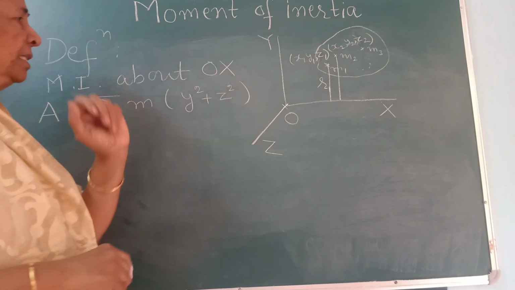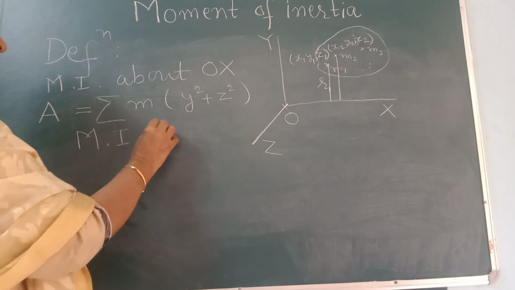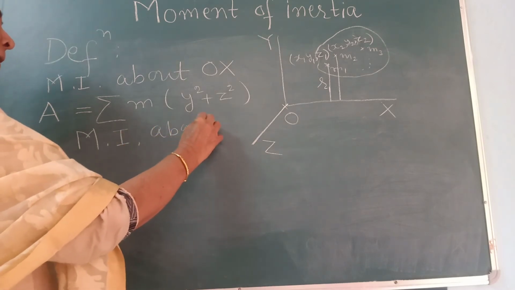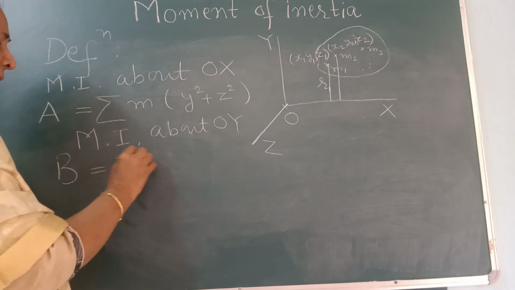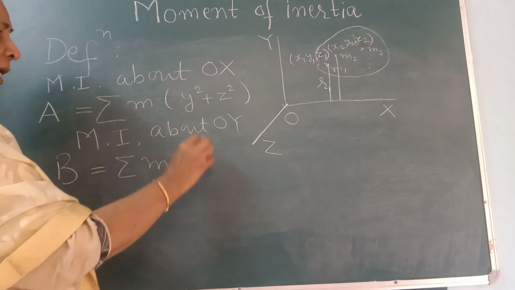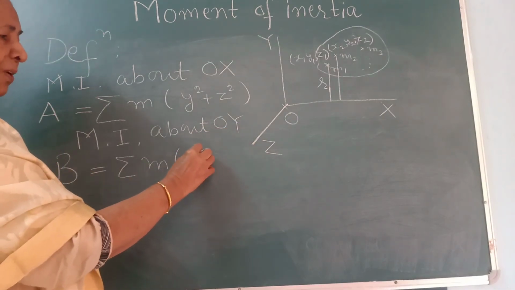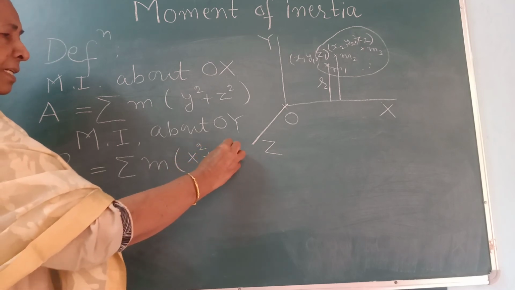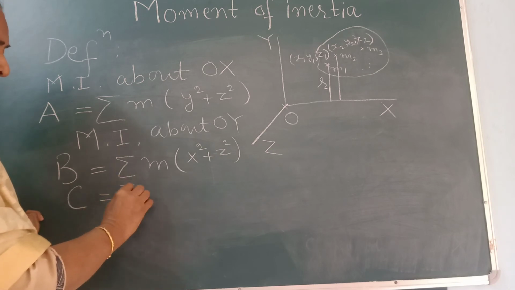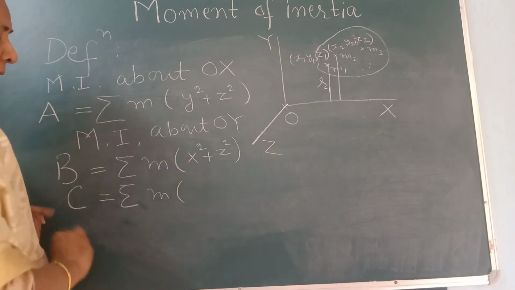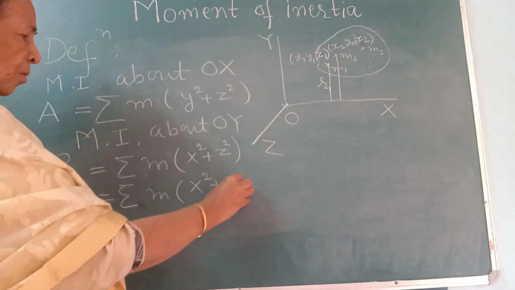Similarly, the moment of inertia about OY is denoted by capital B, and it will be summation m times the perpendicular distance squared from the y-axis, which you know will be x square plus z square. And C is summation m times, about the z-axis, x square plus y square.